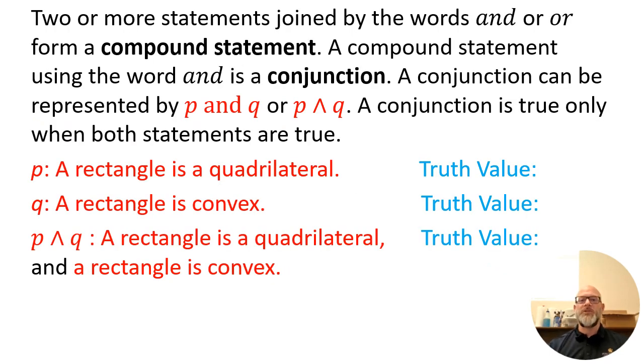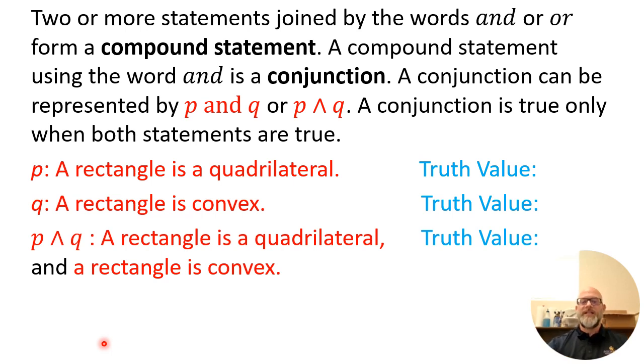Two or more statements joined by the word "and" or "or" form a compound statement. A compound statement using the word "and" is a conjunction, just like in English. A conjunction can be represented by "P and Q" or by P ∧ Q. The symbol ∧ means P and Q. It looks like an A, right? P ∧ Q. A conjunction is true only when both statements are true, just like in English.